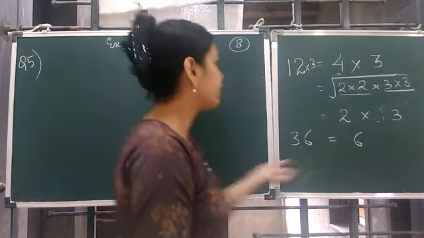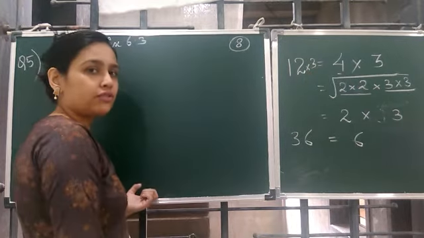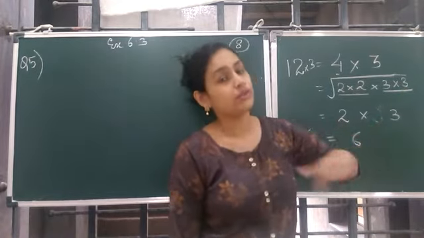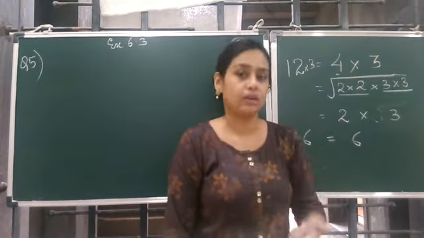So this is what we have to do. We have to find the prime factorization. We have to see whose pair is not being formed. For the one whose pair is not being formed, what do we have to do? We have to multiply by a number to make the pair.